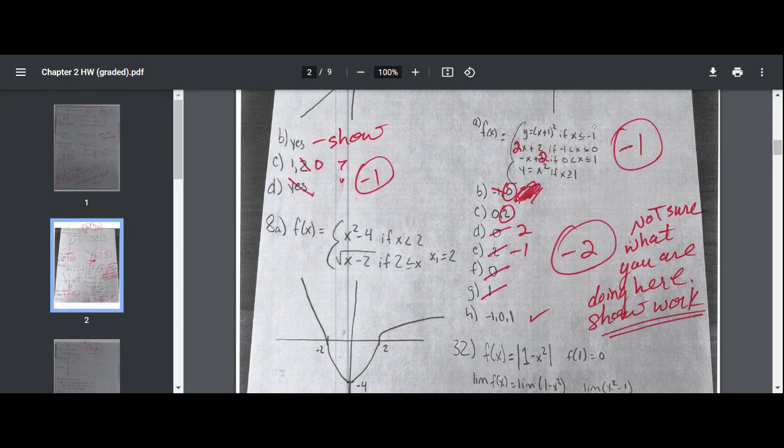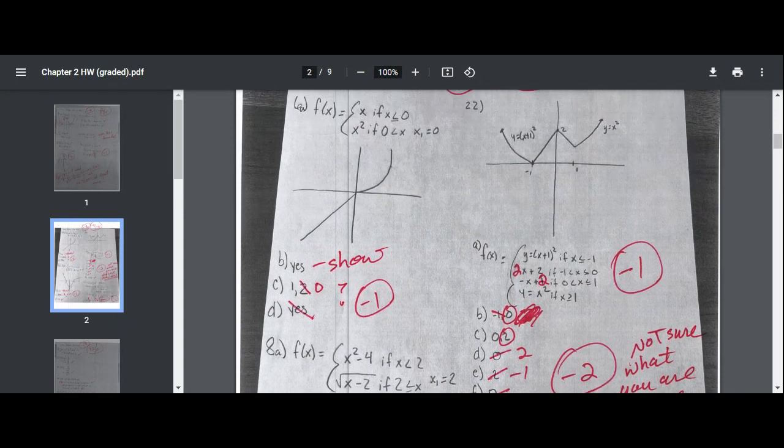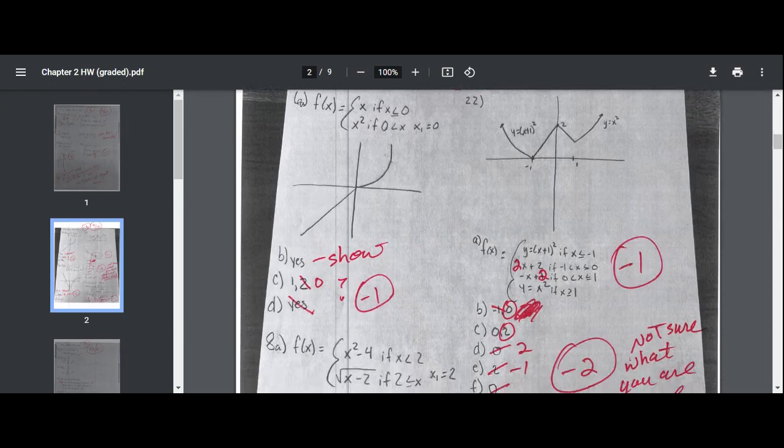And then you can plug in -1, get -2 for the left-handed derivative slope, which I'm not sure what number that is. I think I'm looking at 1. That's 22.